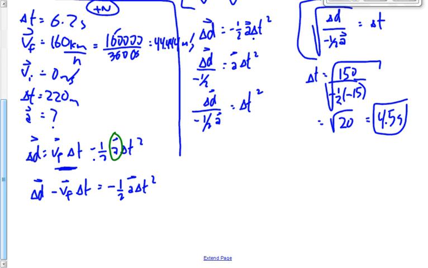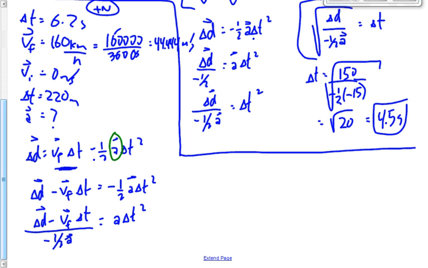Now we got to get rid of the negative 1/2. Let's take it over by dividing since it's multiplied by A. Let's say D minus VFT. Let's divide that entire thing by negative 1/2, since it was multiplied by the A. Now we got to get rid of the T squared. It's also multiplied by A, so how are we going to get rid of it? It's the opposite of multiply. Yeah, the opposite of multiply is dividing.